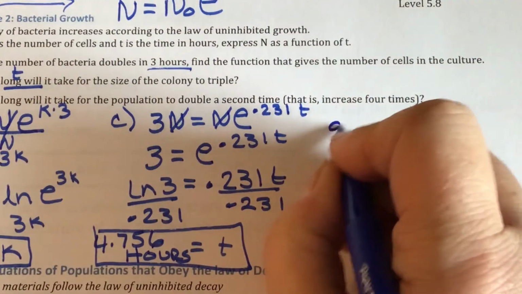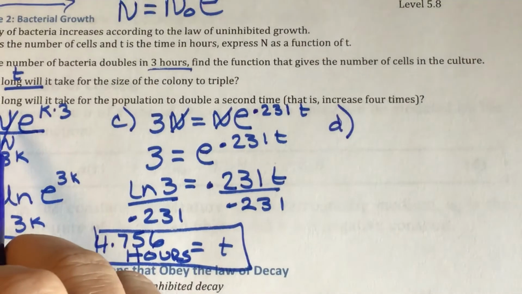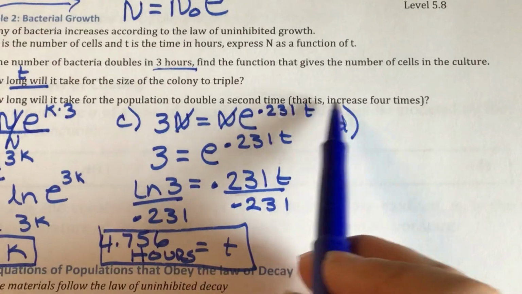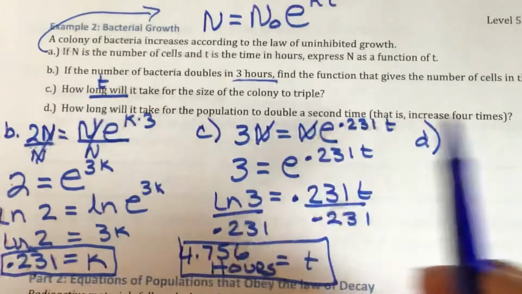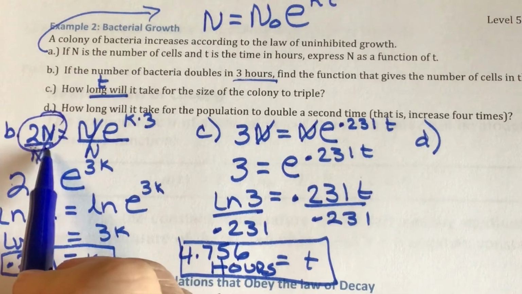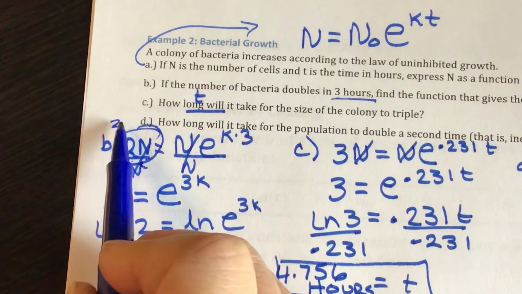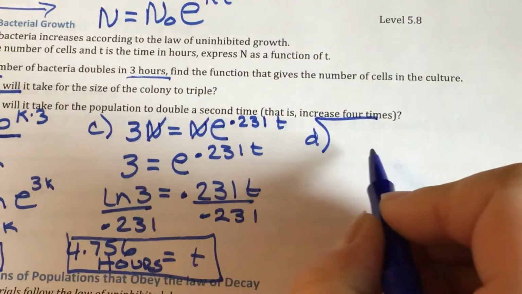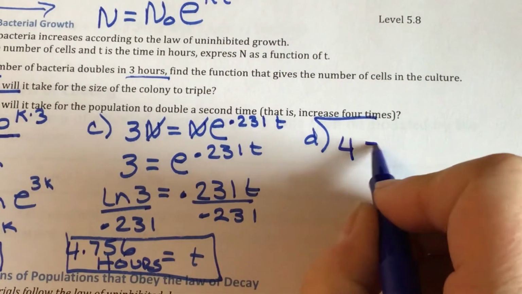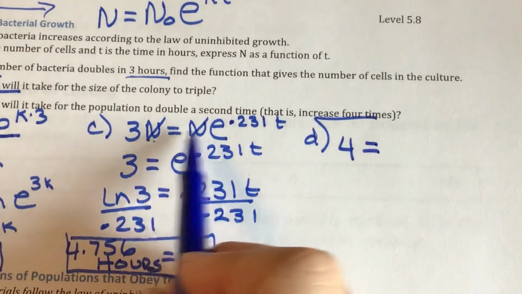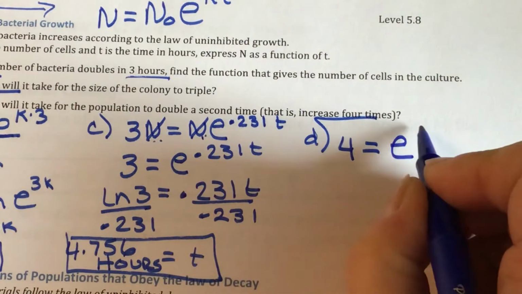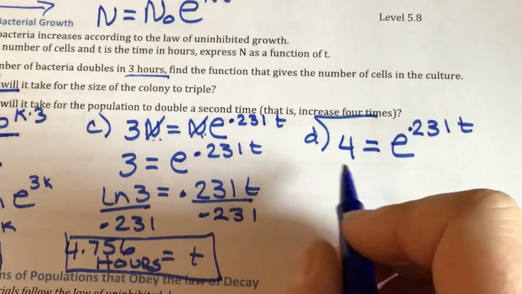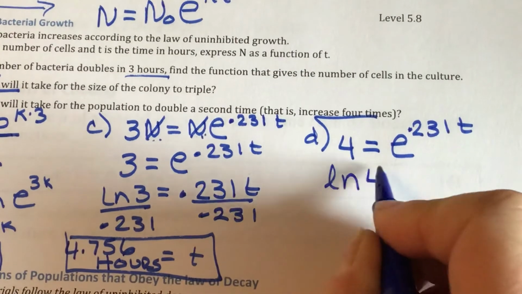In part D, it's asking how long will it take for the population to double a second time. Okay, so that means it wants to increase 4 times. So doubling a second time means I'm going to take my first doubling and multiply it by 2. All right, so they do give us a hint here. They want it to increase 4 times. So I'm going to have 4 equals, and I know the n's are going to cancel, e to the 0.231t. All right, so I'm going to natural log both sides.